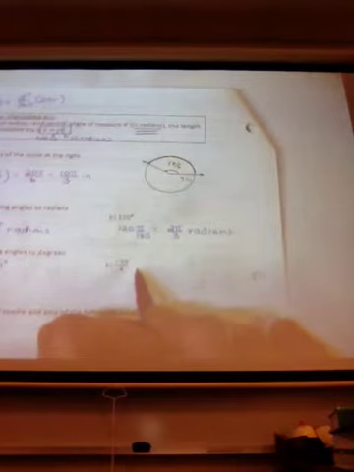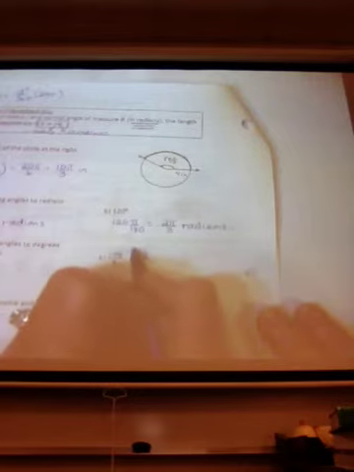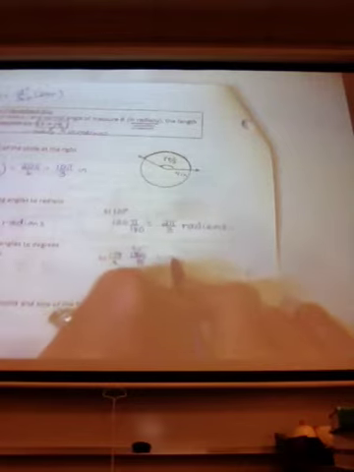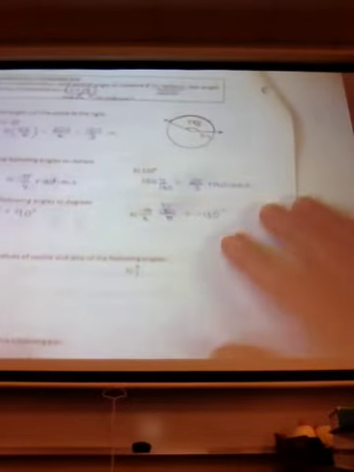Tyler, how would I do this one? To convert it to degrees. Tyler, how would you do this? You times 180 over pi. We're having issues, Tyler. Stay after class, I need to talk to you. Okay, so you get negative 135 degrees.